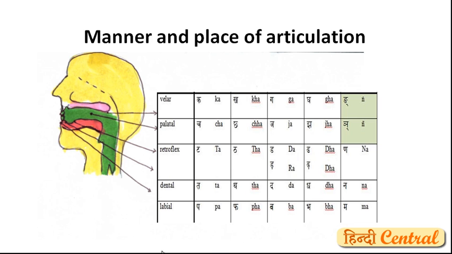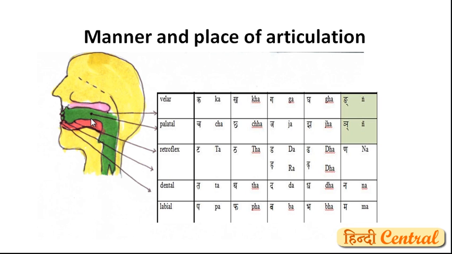The first series is velar and is pronounced from the velum or the back part of the tongue. The next series is pronounced from the tongue raised against the hard palate. Palatal.